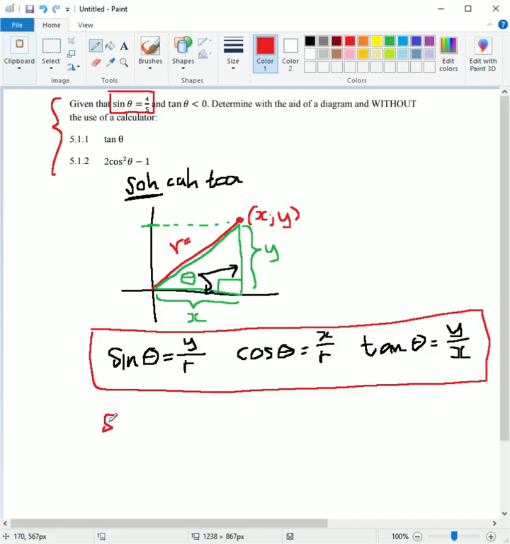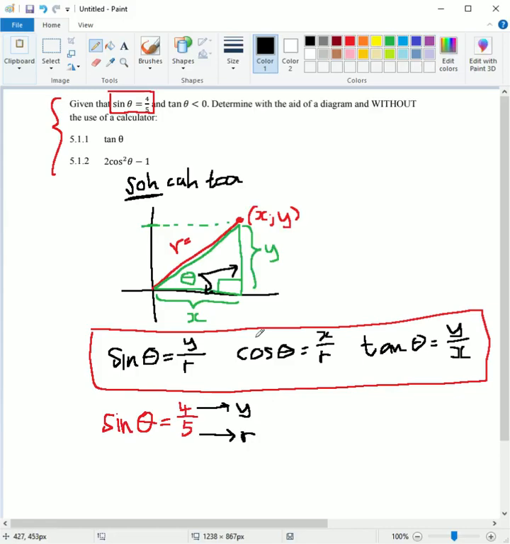Okay, so if I have sine of theta equals 4 over 5, then this tells me that, let's put this in some other color, that 4 is my y value, and this 5 over here is my r value. Okay, maybe we should discuss first which quadrants we are in.